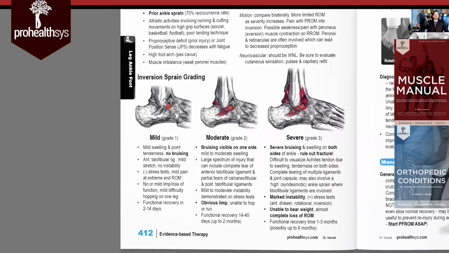All right, inversion grading. Grade 1, 2, and 3 are mild, moderate, and severe, and this is really how you're going to tell them apart. Mild is going to be no bruising, negative stress tests, so the ligaments are probably intact. This will heal relatively quickly. They might even have just the most mild limp, but hardly anything. Now you have bruising for the moderate, grade 2, bruising on one side. And this is a huge spectrum of injury right here.